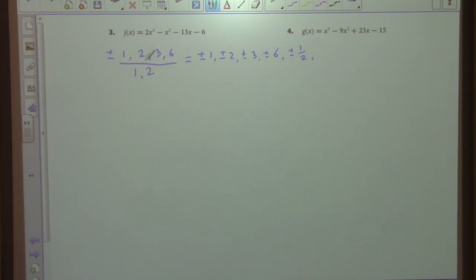And then you try 2 over 2, which is 1. Then you have 3 over 2, which is 1.5. It should be 3 over 2. Okay, plus or minus 3 over 2. And then 6 over 2, that's 3. So yes, we have more potential rational zeros here.